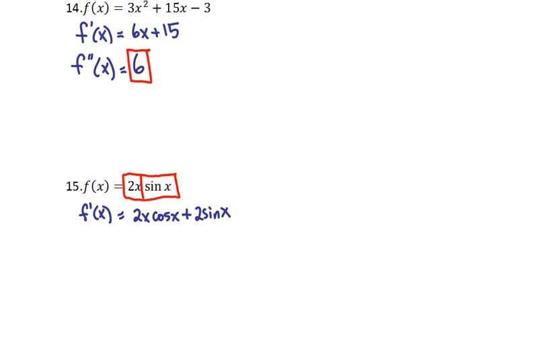f prime prime of x, again we have two terms, and the first term is also a product of two functions, and so we're going to have to use the product rule on that, just as we did with the original function 2x sine x. Now we're going to have to find the derivative of 2x cosine x.